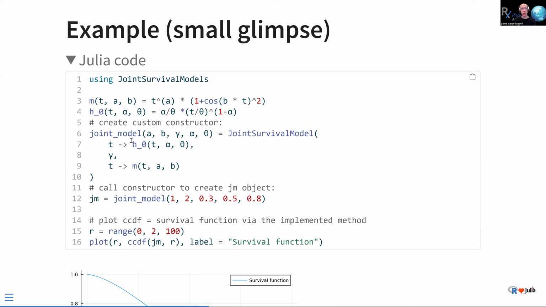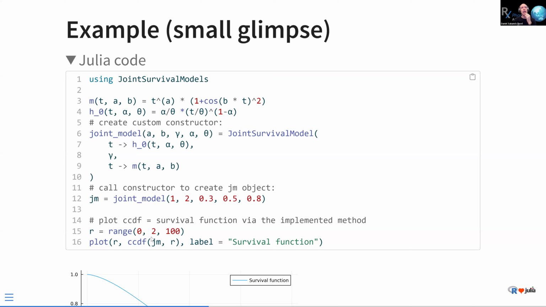This is basically a function joint model. And then here we have a longitudinal process, right? Now we call our custom constructor function to create an object. So we say, A is 1, B is 2, gamma is 0.3, alpha is 0.5, theta is 0.8. So we make it very concrete. So we really have now defined a function.